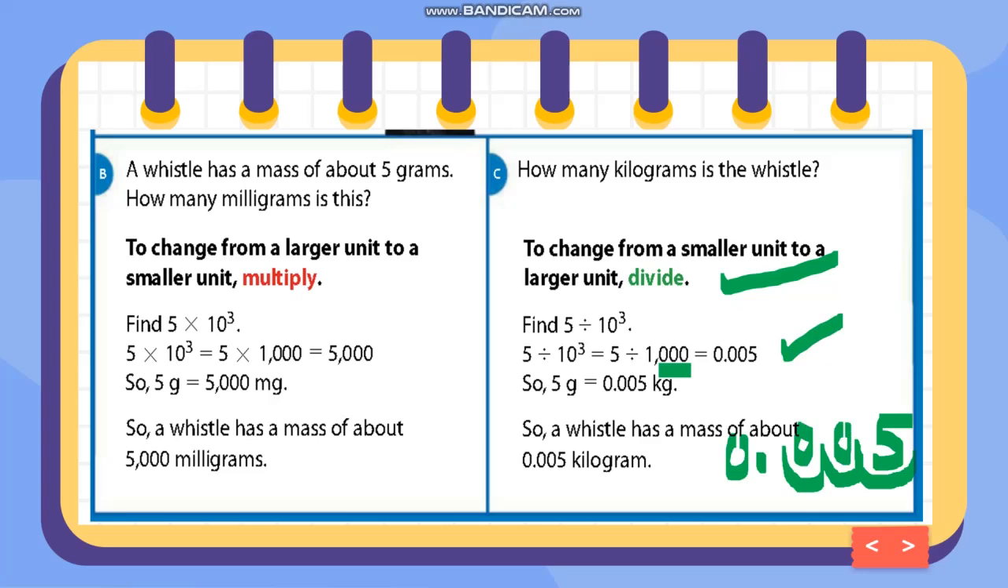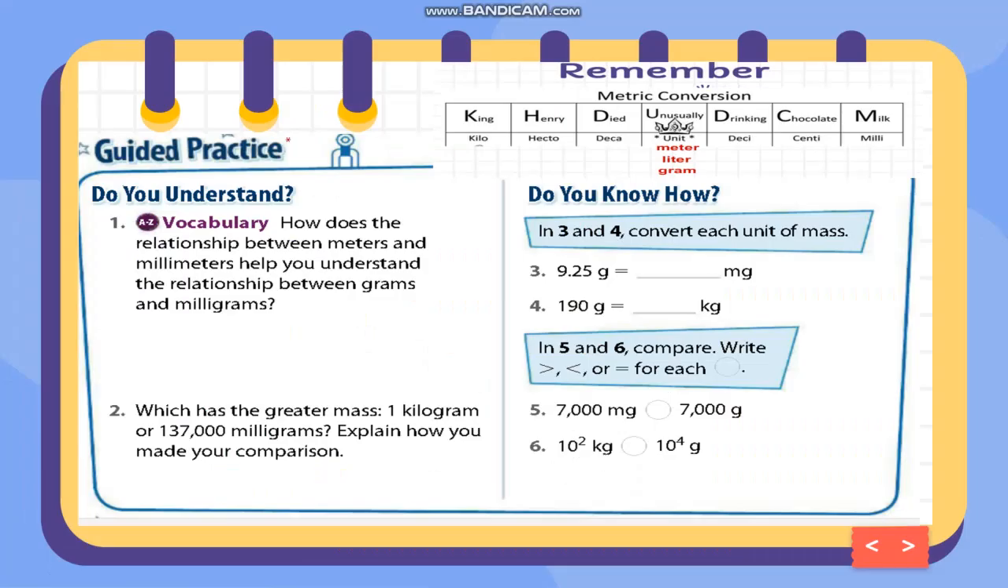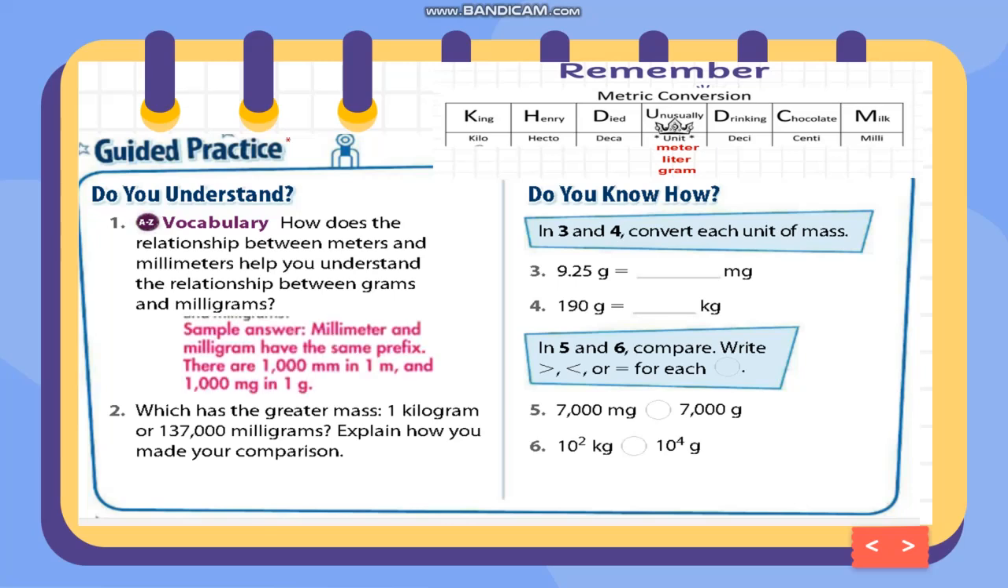Okay? Next. How does the relationship between meters and millimeters help you understand the relationship between grams and milligrams? Here is the sample answer. Millimeter and milligram have the same prefix. So there are 1000 millimeter in 1 meter and 1000 milligram in 1 gram.